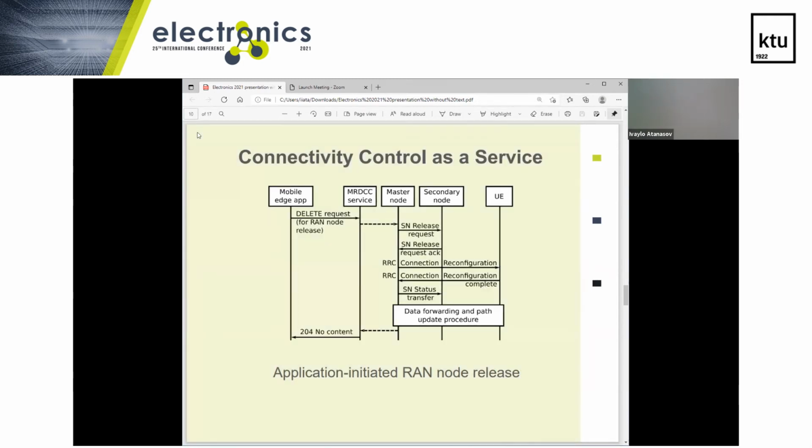So the edge application uses a PUT request to modify the node added by itself, or a DELETE request to release the node, and the modification or release procedures are executed in the network, respectively.